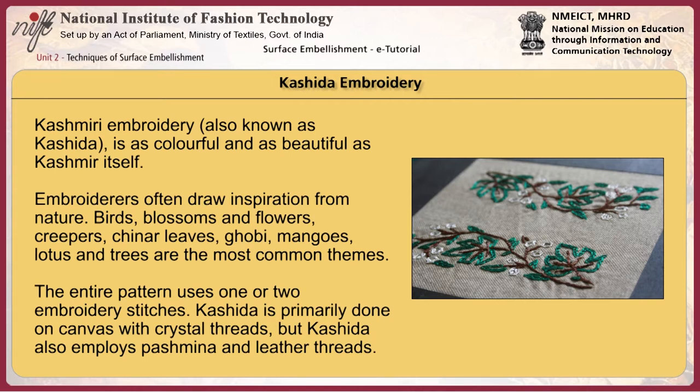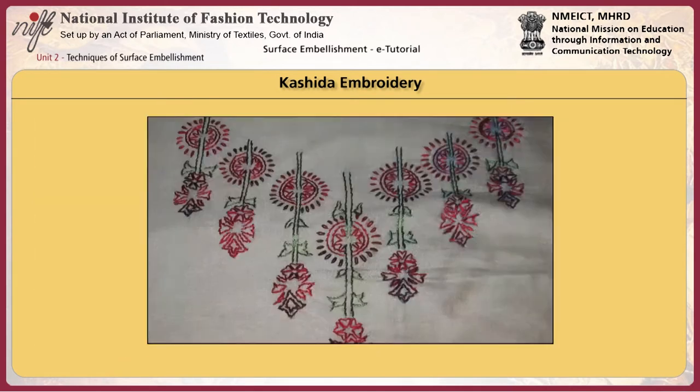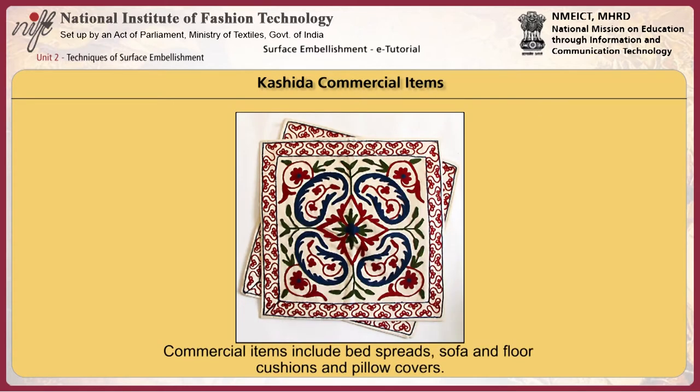Kashida is primarily done on canvas with crystal threads, but kashida also employs pashmina and leather threads. Patterns and color schemes are magnificently employed in kashida by the craftsman with a mood aligned to the spirit of nature. Commercial items include bedspreads, sofa and floor cushions and pillow covers.